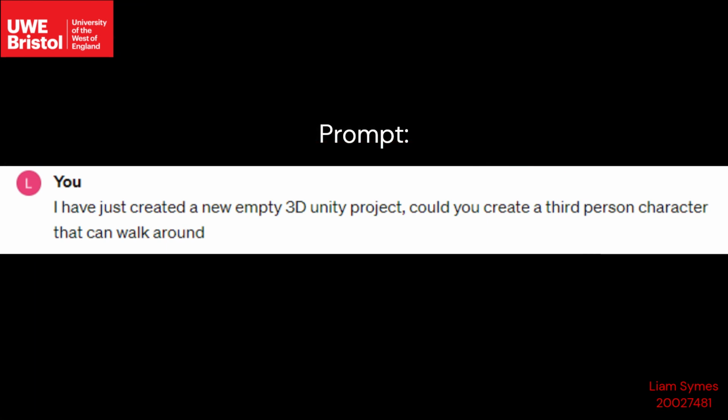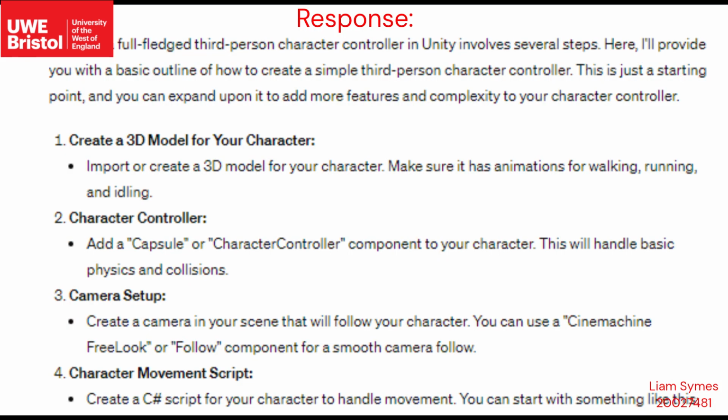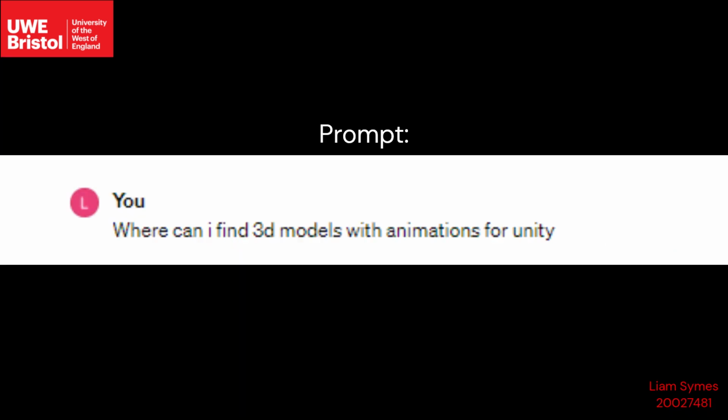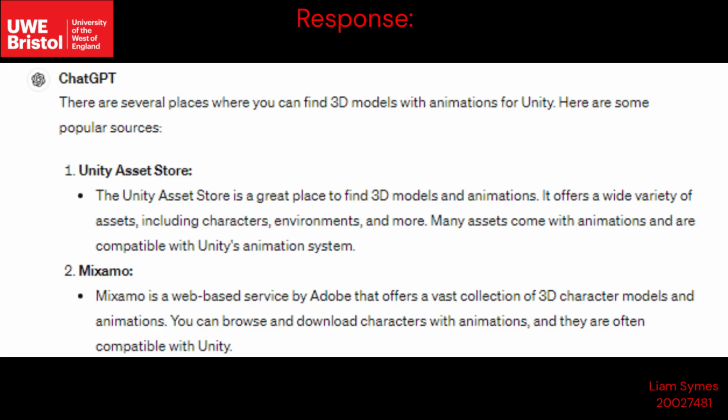To begin, I stated to ChatGPT that I had just created a new 3D Unity project, and could it generate a third-person character that could walk around. It provided a step-by-step guide on how to achieve this, but the first step guided me to import a 3D model. So I asked it, where could I find 3D models with animations that work for Unity? I continued to question every small detail as if I had no idea what I was doing, and followed ChatGPT's responses.